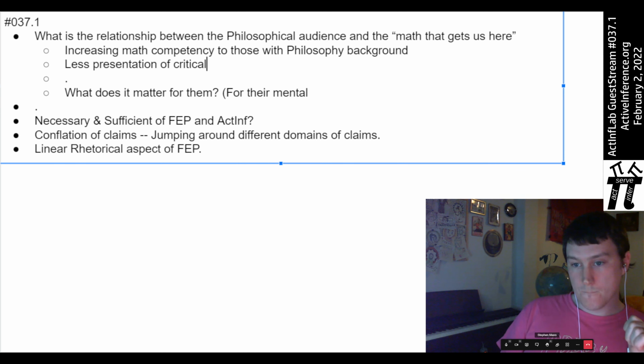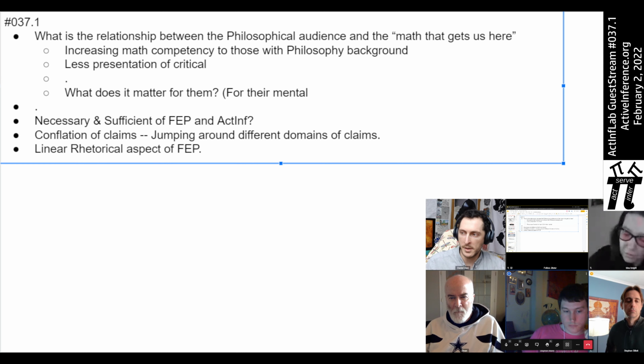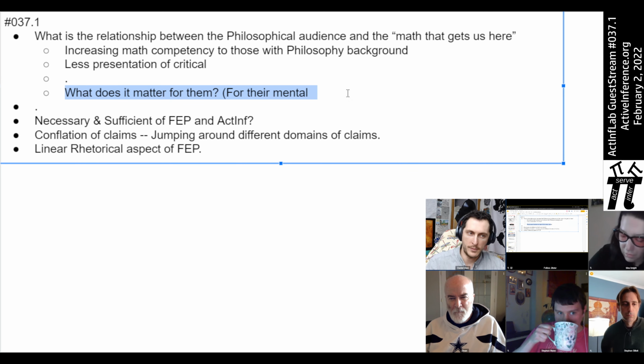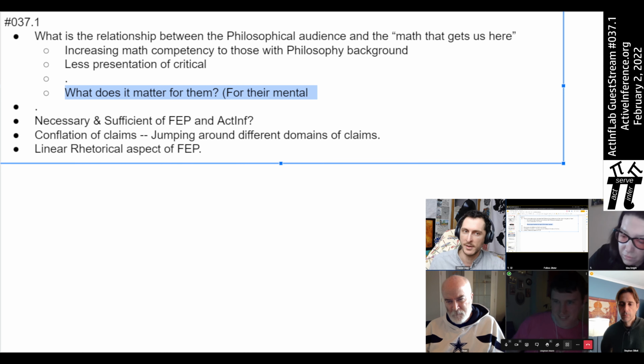Okay. I can follow up there. What does it matter for the philosophers? So what will knowing the difference between Bayesian and variational help them evaluate? Or what will seeing it structured this way help them evaluate? I hope other people also can think of philosophical questions that knowing the difference between the two would help you change your mind on.